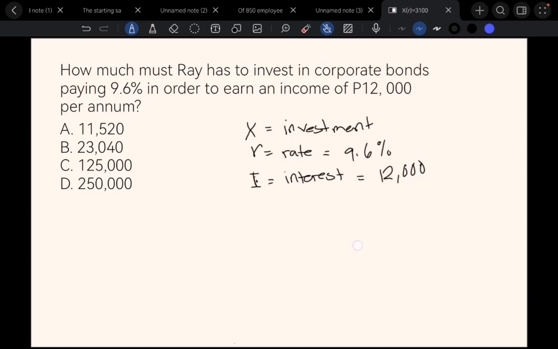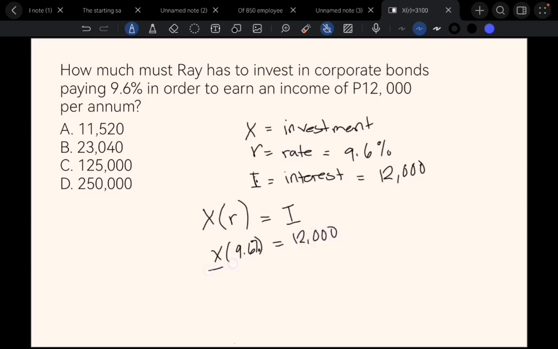With all that given here, of course, we will create a formula: X multiplied by rate equals the interest. So again, investment times rate equals interest. We have the value for rate, which is 9.6%, and also the value for interest, which is 12,000.